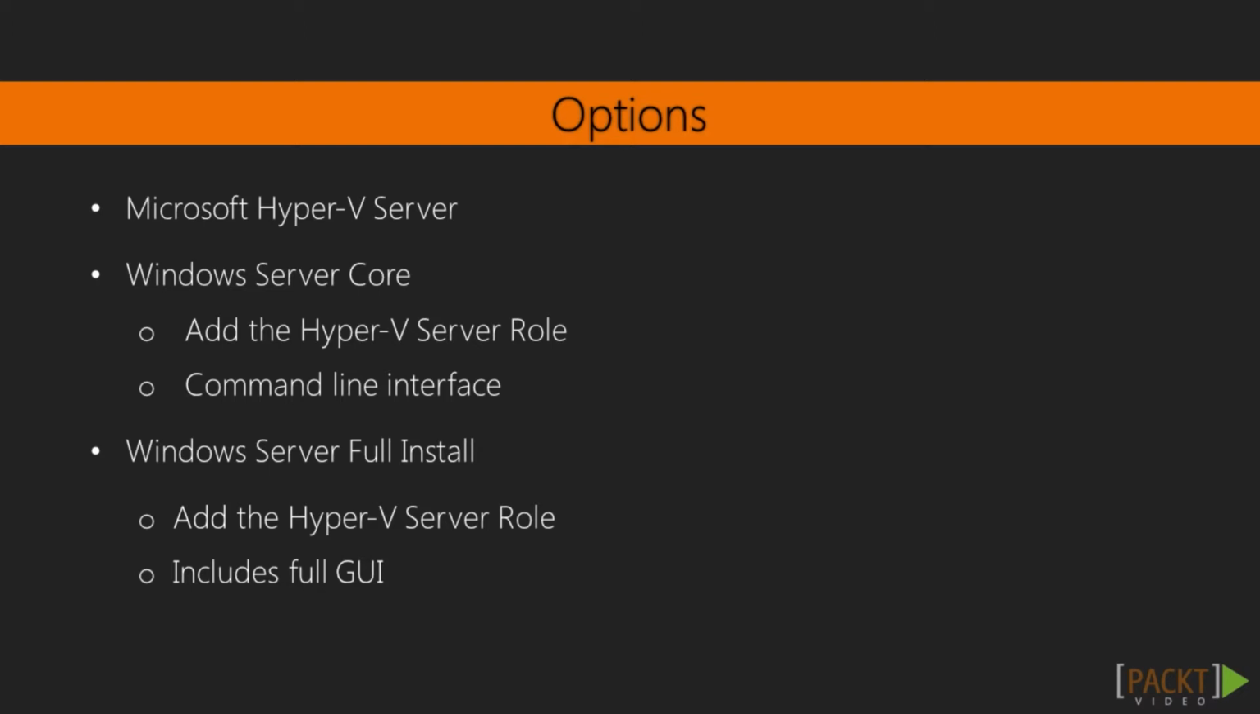There are other ways of installing Hyper-V. If you choose to install the Windows Server Core operating system, you get the Windows Server, but you need to add or enable the Hyper-V server role. Server Core also does not have a GUI, only a command line interface. And of course, you can install the complete Windows Server with the desktop experience, which includes the full Windows Server with the GUI, and also here you need to add or enable the Hyper-V server role.